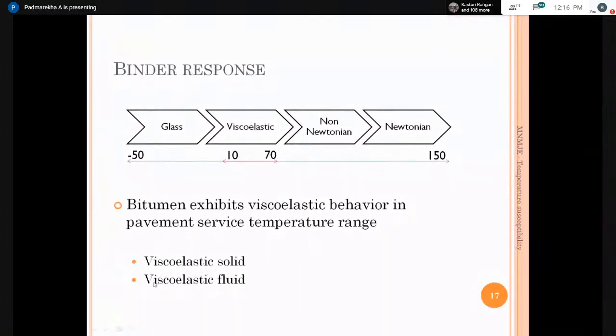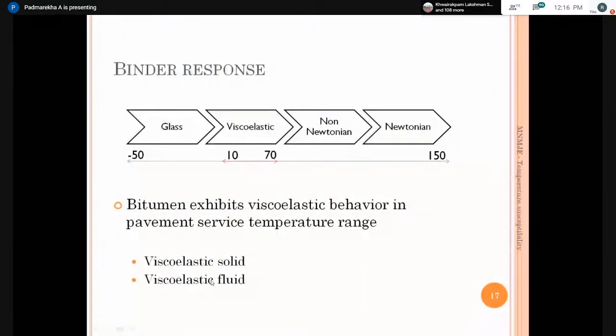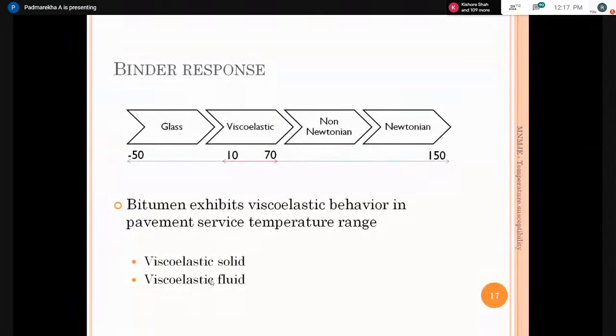If it's a viscoelastic fluid, you can see a permanent deformation. So the pavement ruts very quickly if it is a viscoelastic fluid, or the extent of permanent deformation will be more when the bitumen exhibits viscoelastic fluid behavior. As the temperature reduces and it becomes a viscoelastic solid, the deformation value will be lesser. So it is very important to understand when the bitumen will exhibit viscoelastic solid kind of behavior, or when it will exhibit viscoelastic fluid kind of behavior.